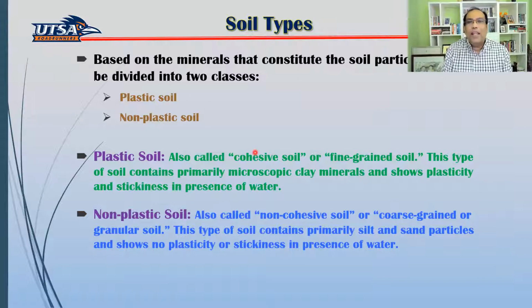On the other hand, non-plastic soil is also called non-cohesive soil because it is not sticky. It is also called coarse-grained or granular soil, usually sand and silt. This type of soil contains primarily sand and silt particles and shows no plasticity or stickiness in the presence of water. Just think about sand. If you take it in your hand, it's not sticky. All the particles are separated and granular. That's why it's also called granular soil.